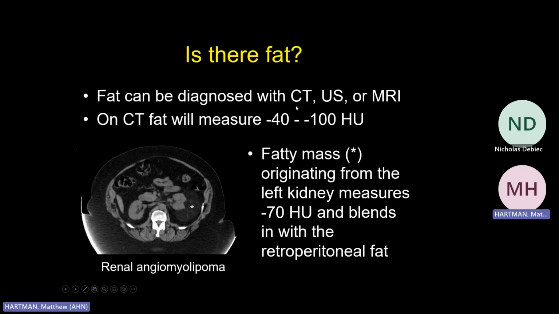Our next question, is there fat? Fat's our friend. Again, we have to understand Hounsfield units. Fat will measure between -40 and -100 Hounsfield units. Here we have a fatty lesion coming off the kidney. We just diagnosed a renal angiomyolipoma.